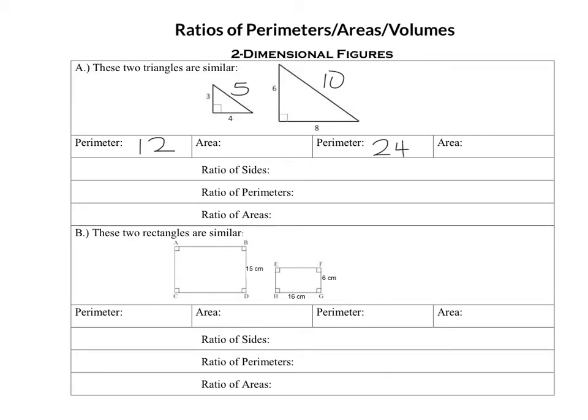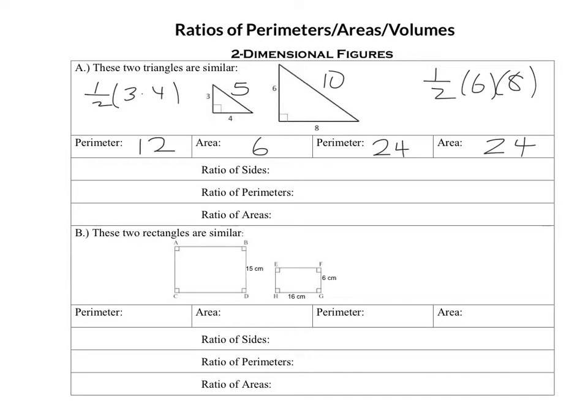And then for the area, we would do 1/2 base times height. So 1/2 times 3 times 4. 1/2 of 12 would be 6. And for the one on the right, again, 1/2 base times height, or 1/2 times 6 times 8. So 1/2 of 48, or 24.